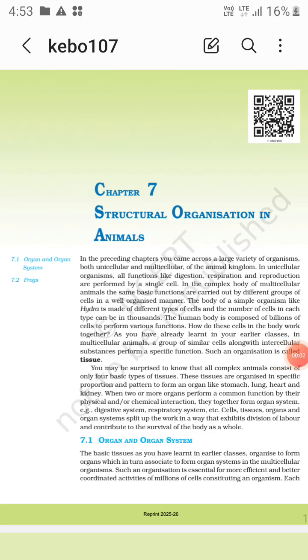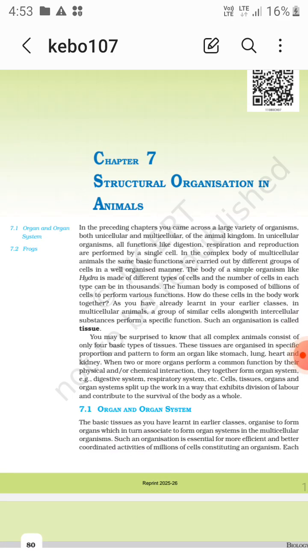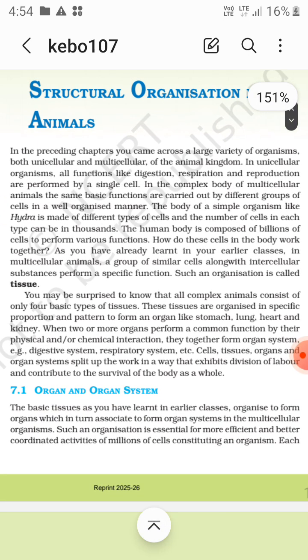This is chapter number 7. We are starting it, the structural organization in animals. The context is organ and organ system and frogs. Okay, now in the introduction part.